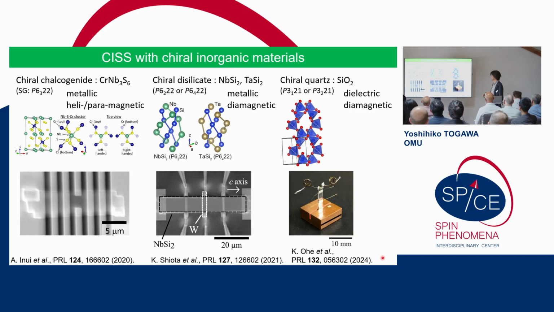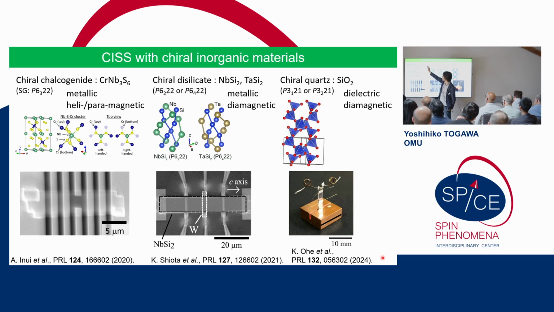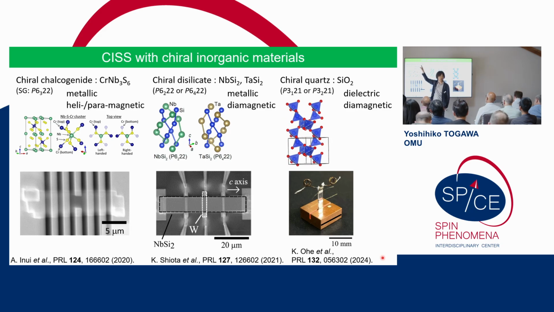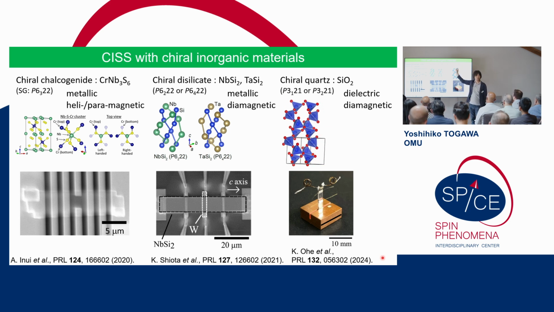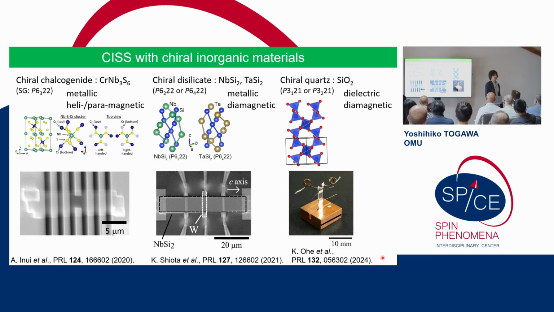So let me explain these crystals in more detail. One is a chalcogenide, but in this case we intercalate chromium atoms. The mother compound is niobium sulfide. Another candidate is a disilicide, and another one is the really famous crystal, quartz.